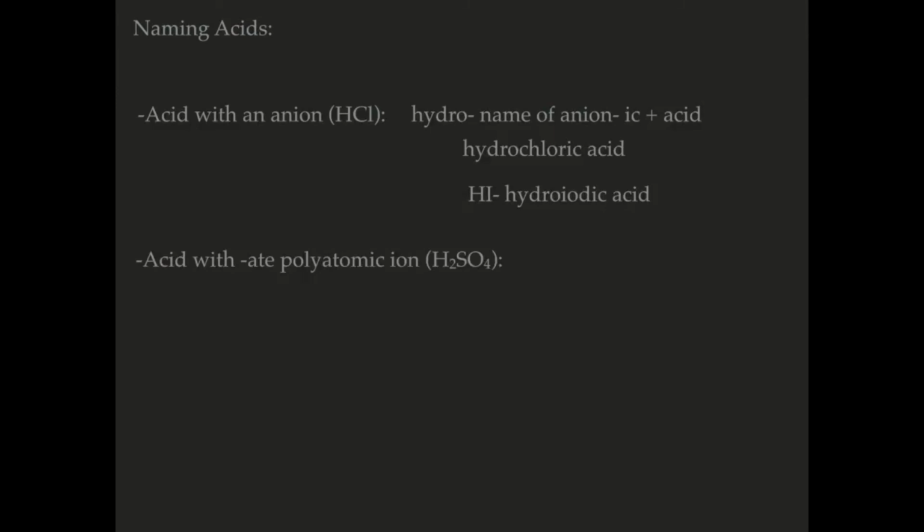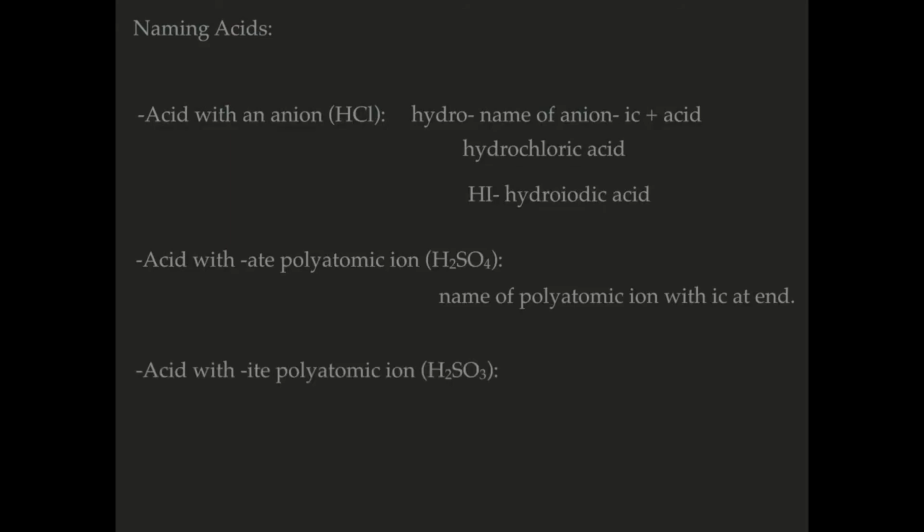If instead of just an anion, you have a polyatomic ion which has an ate ending, so SO4 is sulfate, you simply get rid of the ending and add ic to it, no hydro needed. So in this case, you would have sulfuric acid. If you have a polyatomic ion with ite at the end of it, then you name the polyatomic ion with ous at the end. So for example, H2SO3 would be sulfurous acid instead of sulfuric acid.